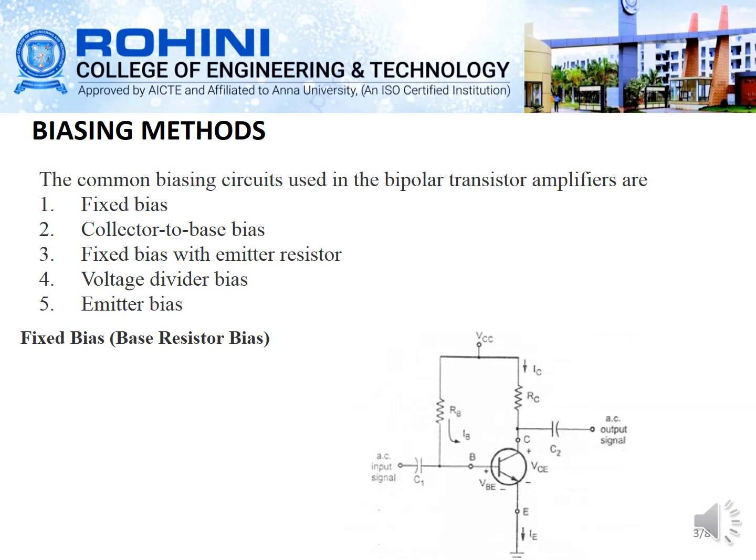We call this fixed bias the base resistor bias. This is the circuit of the fixed bias. We can see that the base terminal is taken as the input and the emitter is grounded, so this is a CE configuration. From the base we have given the VCC supply through a resistor, and the output is taken from the collector. So this is the structure of the fixed bias.